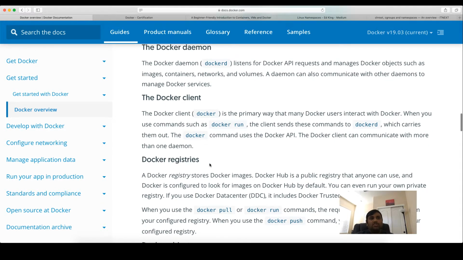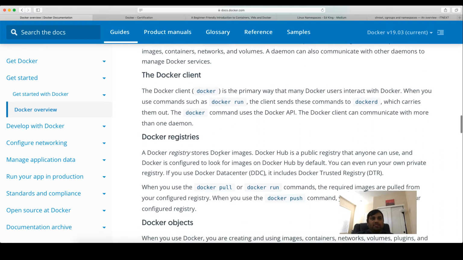There's something called Docker registry. A Docker registry is a place where images are stored. When you install Docker on a machine, by default it points to a registry named Docker Hub. You can go to hub.docker.com to take a look at it. This is a public registry where a lot of vendors have uploaded their official images.